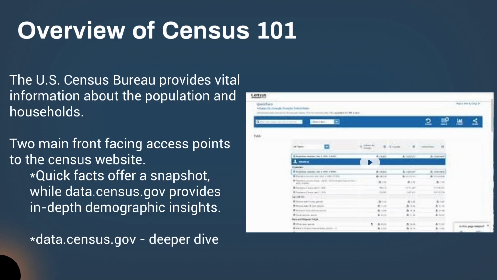So, 2 main front-facing access points to the census website. The quick facts offer a snapshot, while data.census.gov provides some in-depth insights. Data.census.gov is a deeper dive than the census quick facts. It allows you to pull a lot more data than just the small snapshots.